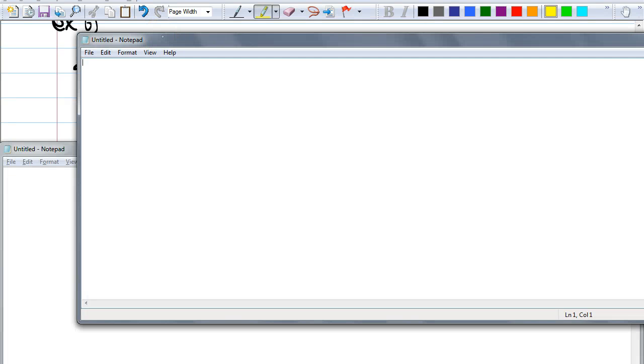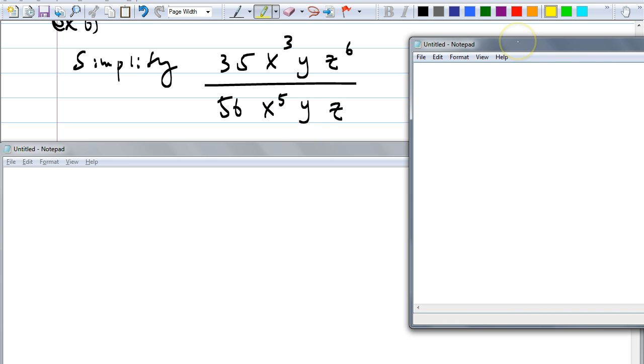So now for this example, we're going to put together all the things that we learned so far in this lesson. Is that okay? Okay, so here is the example. It says, simplify this: 35 x to the 3rd, y, z to the 6th, all over 56 x to the 5th, y, z. And so thinking back from the beginning of the lesson today, what do you think we should do first?